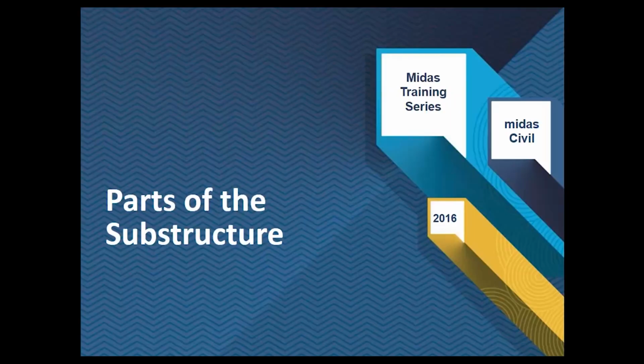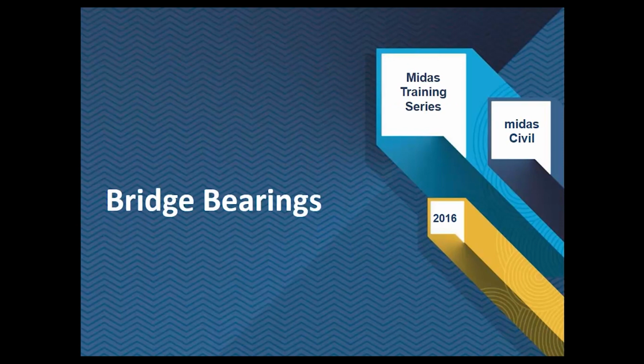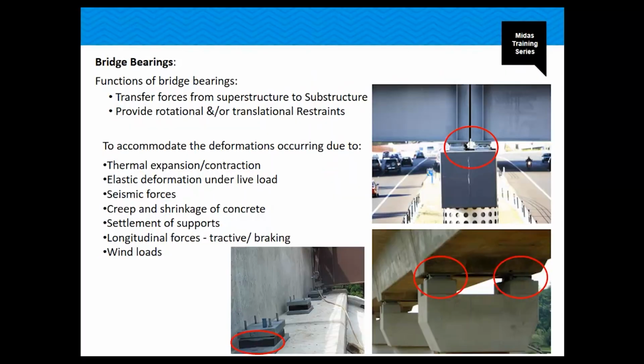Regarding the parts of the substructure, we have the bearings of the bridge. The main function of the bearings is to transfer the forces from the superstructure to the substructure. It also provides rotational and/or translational restraints depending on the type of bearing, and they are basically used to accommodate some types of deformations.